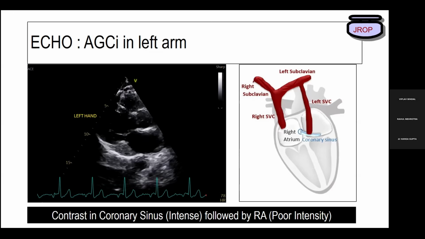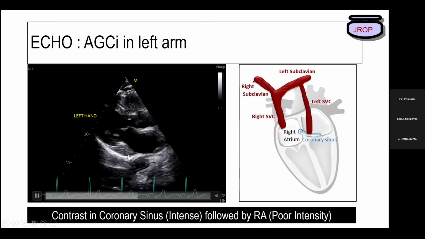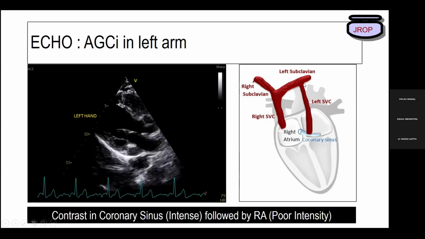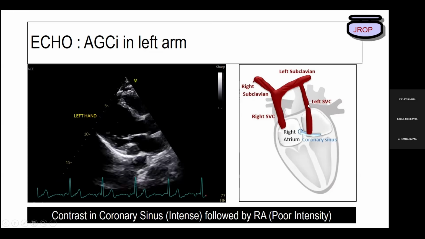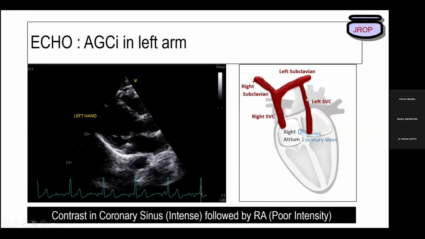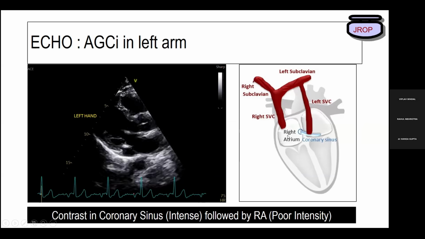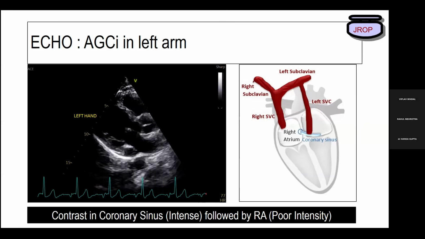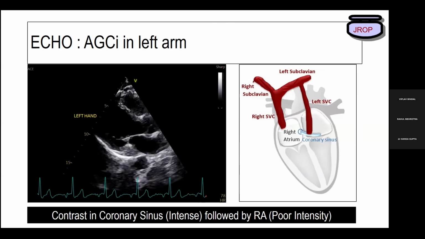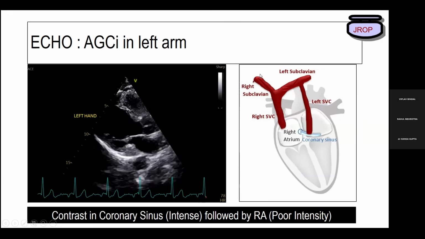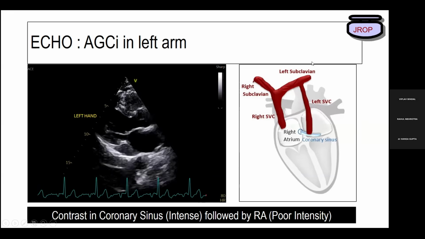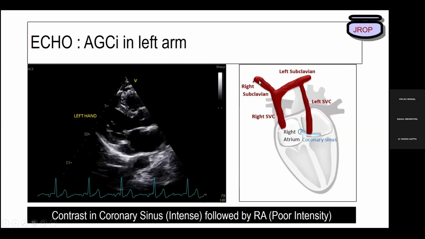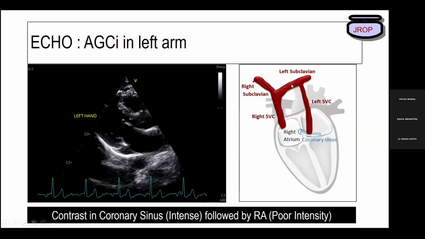Now, let's give a contrast into the left arm. Look, the same thing is happening. Contrast comes first into the coronary sinus, and then later into the RV. So as soon as you gave a contrast in the left arm, the contrast came to the coronary sinus, and later on it came to the RV. And if you really ask me, this picture should be a little different. The angulation should be different, in the sense that the left subclavian vein should be a little lower as compared to the picture, so that the contrast first appears through this brachiocephalic vein.